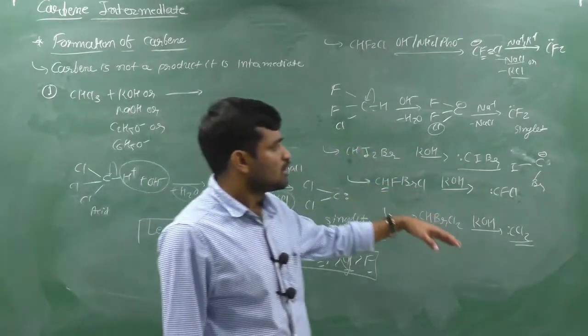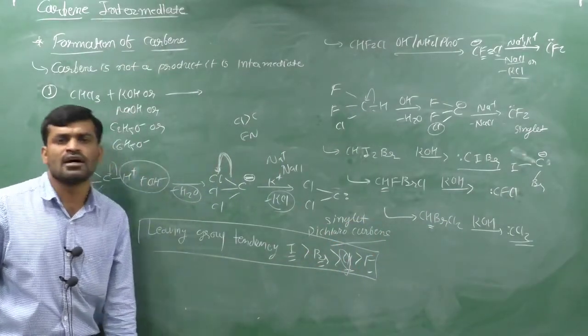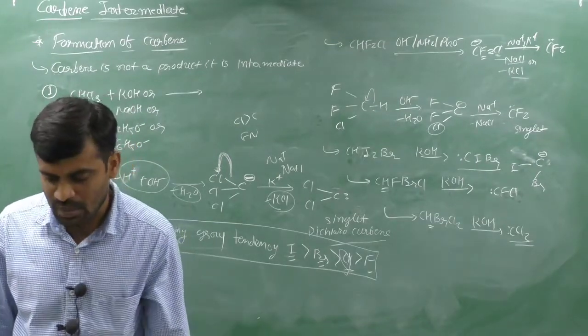So it is very simple. If they ask the question in the form of blanks or MCQs, we can very easily write it down. Clear? Now we can discuss the second two methods to generate the carbene.